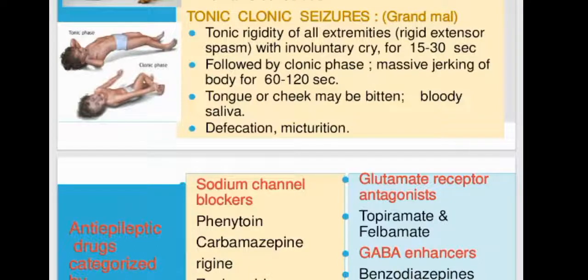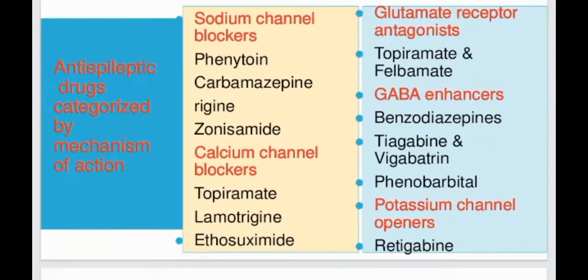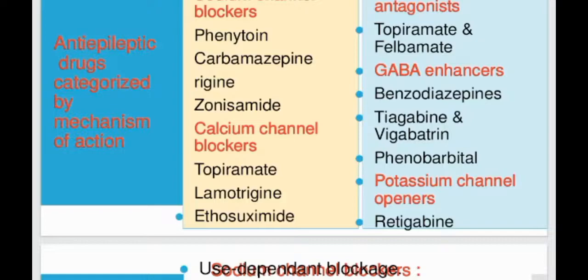Tonic-clonic seizures involve tonic rigidity of all extremities with an involuntary cry, defecation and micturition, and the tongue and cheek may be bitten, with bloody saliva. Antiepileptic drugs characterized by mechanism of action: sodium channel blockers are phenytoin, carbamazepine, lamotrigine, zonisamide. Calcium channel blockers are topiramate, lamotrigine, ethosuximide. Glutamate receptor antagonists are topiramate and felbamate. GABA receptor drugs are benzodiazepines and phenobarbital, and potassium channel drugs are retigabine.